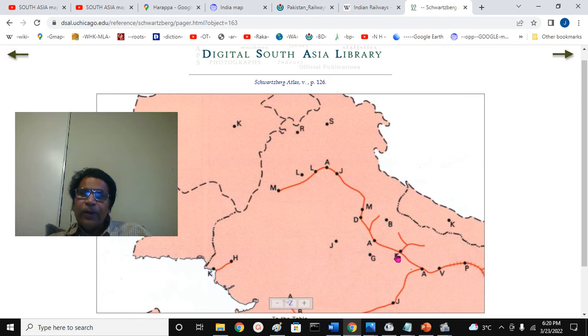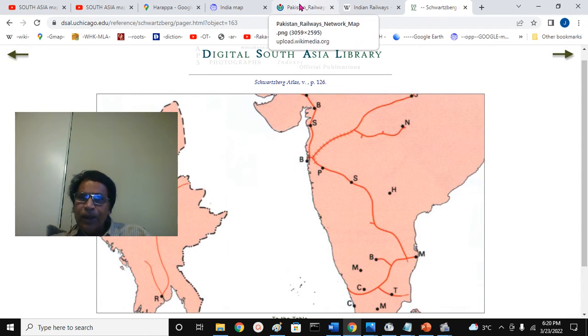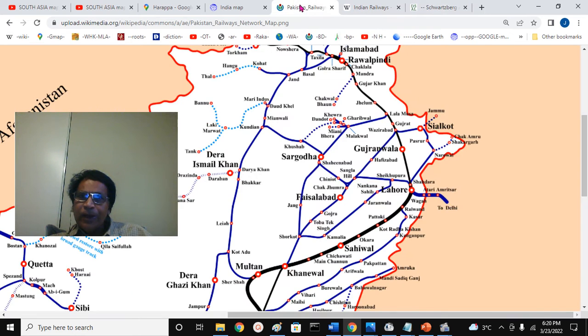Then we have Kanpur, this is Allahabad, Kanpur, this is Tundla, and Ghaziabad and Meerut, and cross the Yamuna river, Ludhiana here, Jalandhar, Ambala, Ludhiana, Jalandhar, Amritsar, Lahore, and Multan. So these are the important railway lines British built.